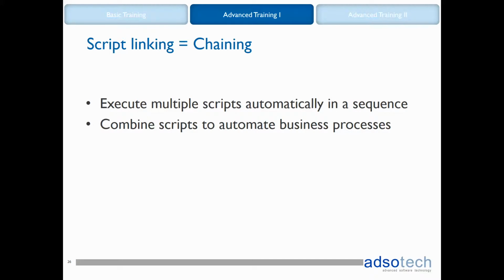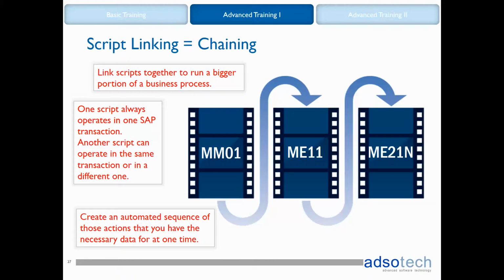We already touched on the subject of script linking in a previous training video talking about read from SAP. The idea is to execute multiple scripts automatically in a series, and we can use this functionality to actually automate business processes. One script is always about one transaction in SAP. Another script can work in the same transaction or in a different one.